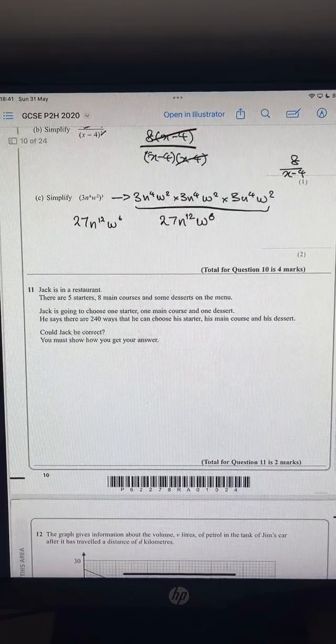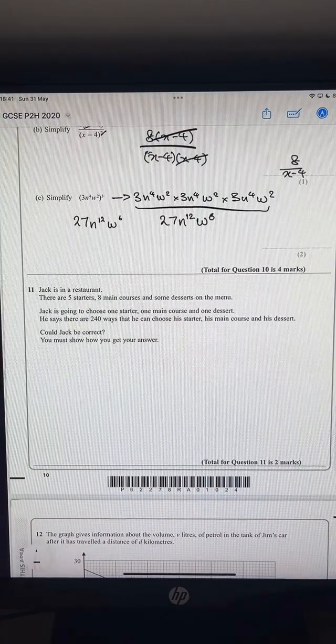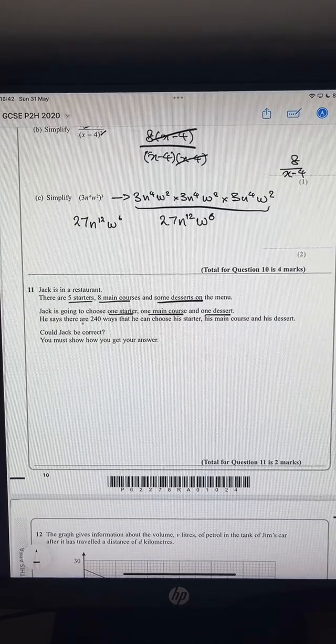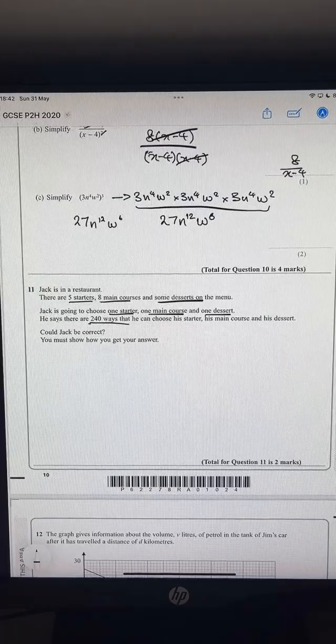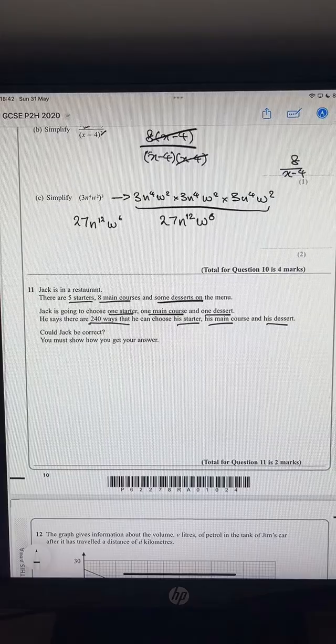Okay, question 11. Jack is in a restaurant. There are 5 starters, 8 mains, and some desserts on the menu. Jack is going to choose 1 starter, 1 main, and 1 dessert. He says there are 240 ways that he can choose a starter, main, and dessert. Could he be correct? So this is a product rule for counting type question.